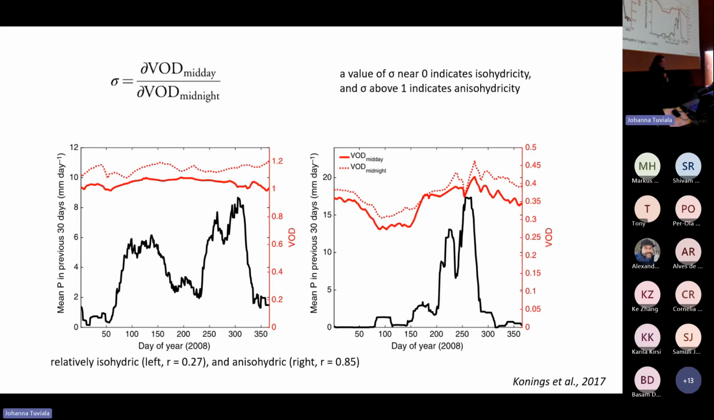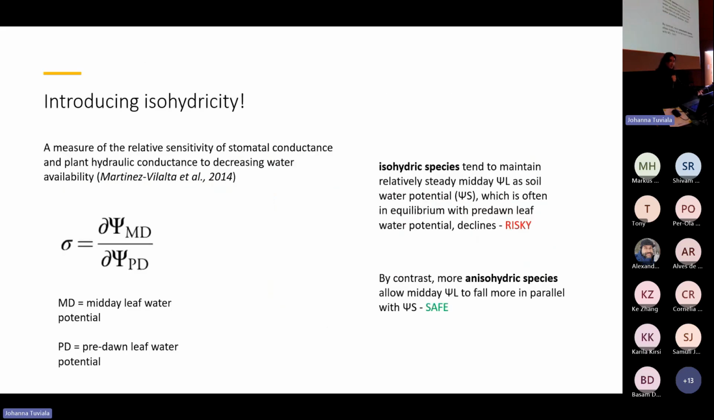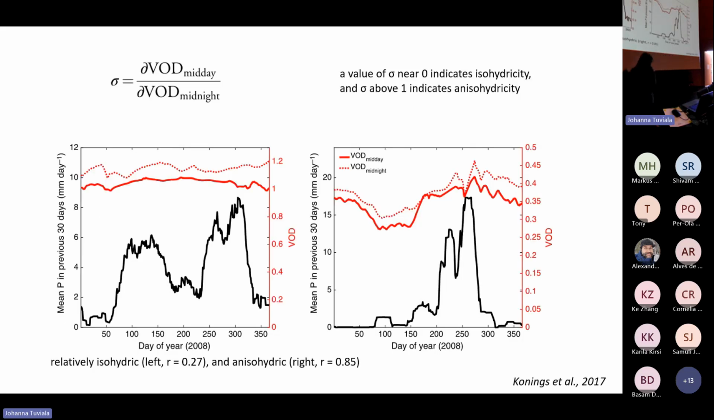Yeah. So, extending that to satellite data: if we go with the concept that vegetation water content is linearly correlated with VOD, then we can take midday and midnight VOD measurements and replace them for this experimental isohydricity metric. This is an example of two different pixels where one is more isohydric and one is more anisohydric. And sorry, the black line is precipitation.